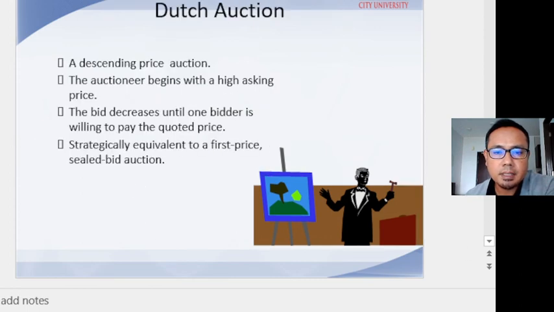And then the Dutch auction. This is a descending price auction from high to low, so the auctioneer begins with a high asking price, and the price decreases until one bidder is willing to pay the quoted price, so it is strategically equivalent to a first price sealed bid auction. So this also can affect the behavior of buyers or consumers.